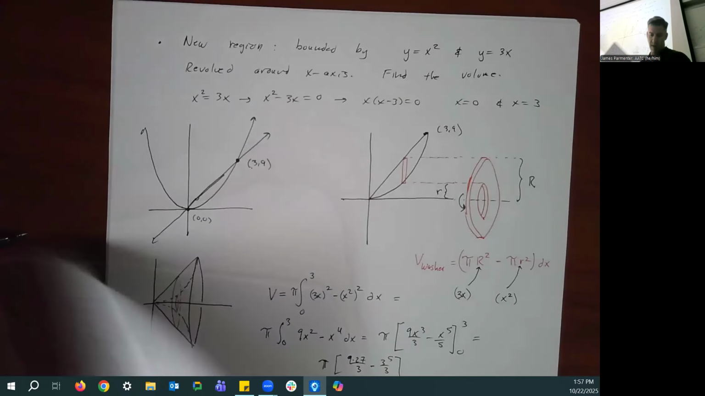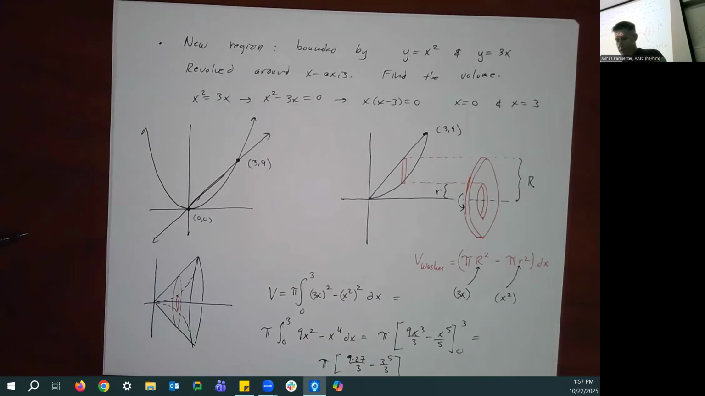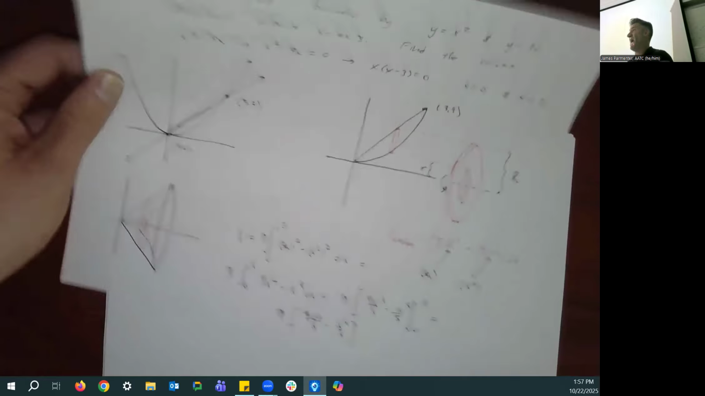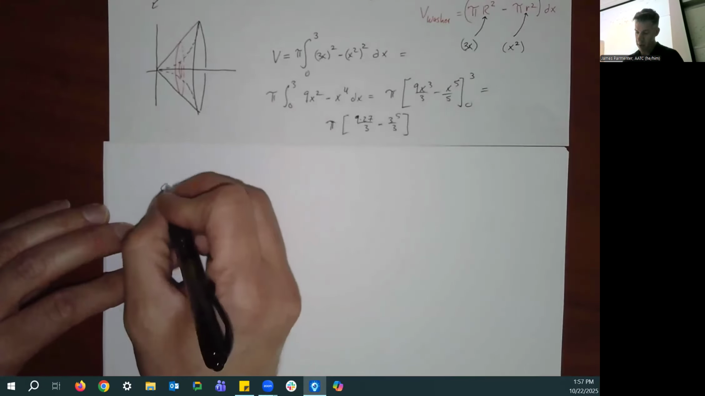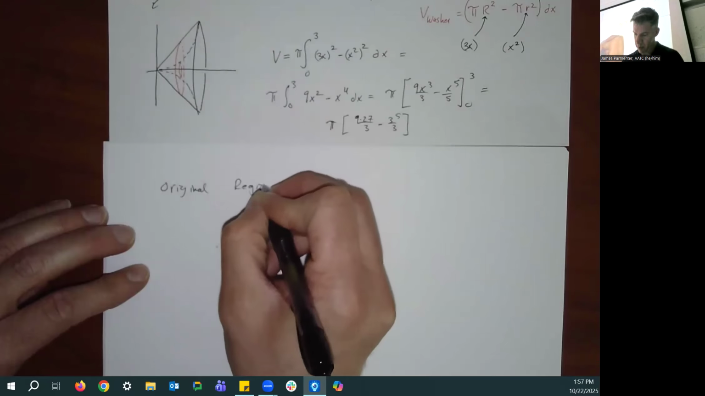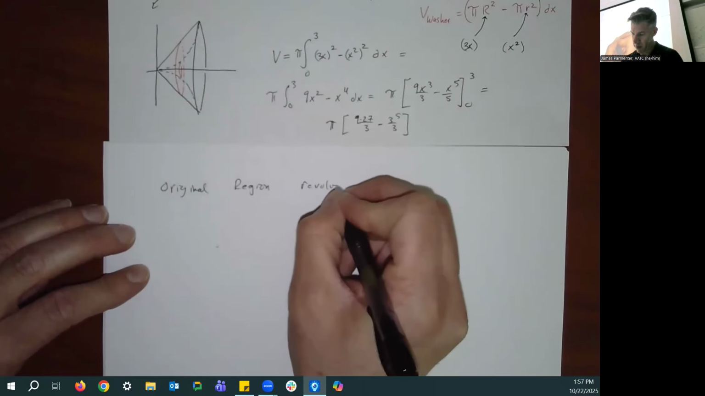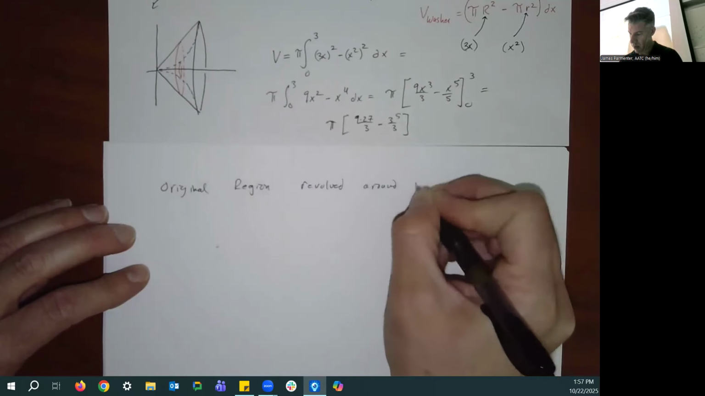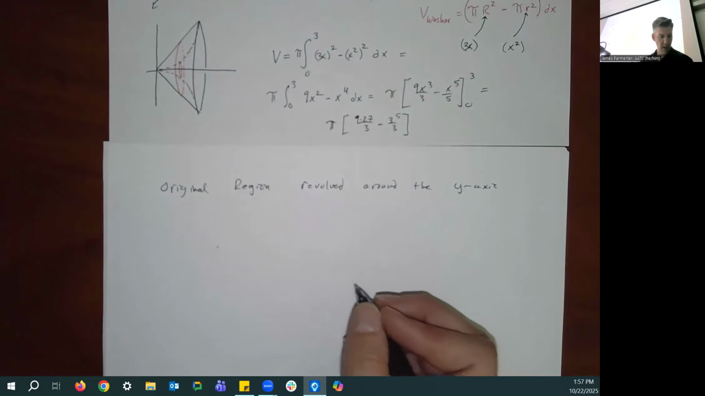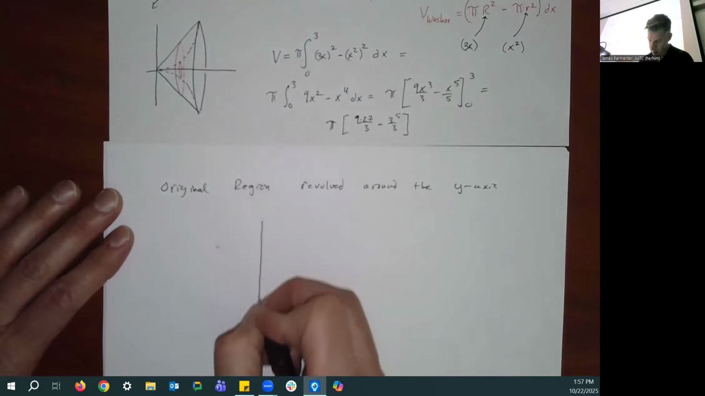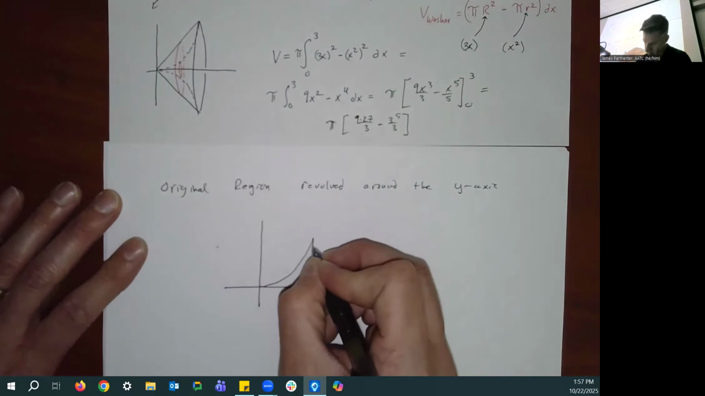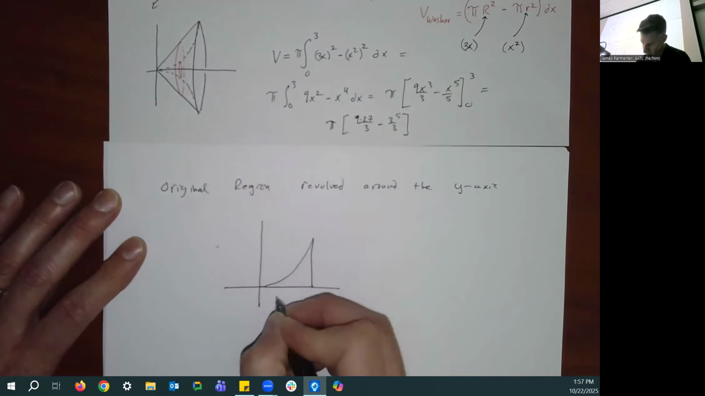Do I have enough time? Maybe. So let's do one more. Let's go back to our original region, but now we're going to revolve it around the y-axis. So, original region revolved around the y-axis. I'll remind you, in case you're not looking at your notes like I am, our original region was the one bounded by y equals x cubed, x equals 2, and y equals 0.